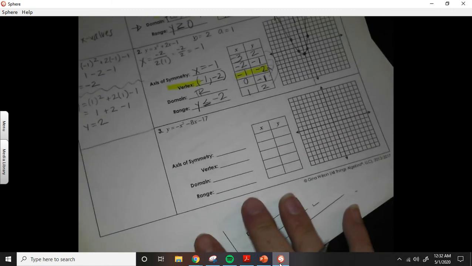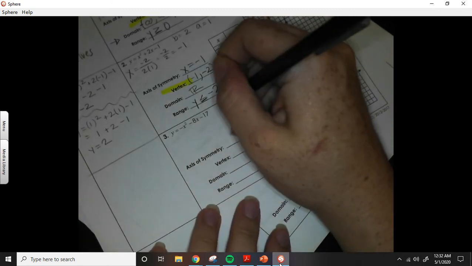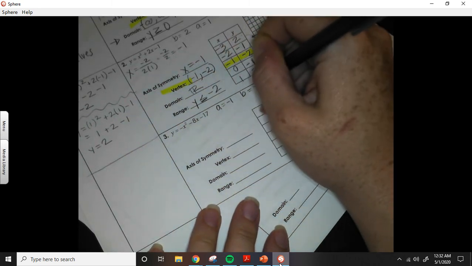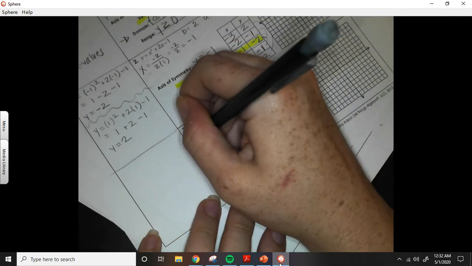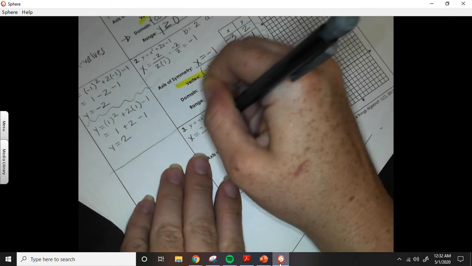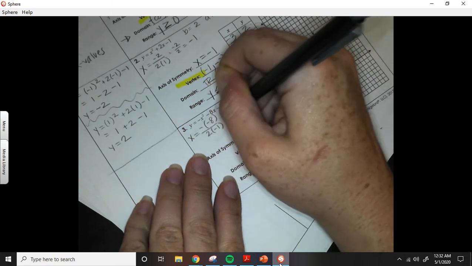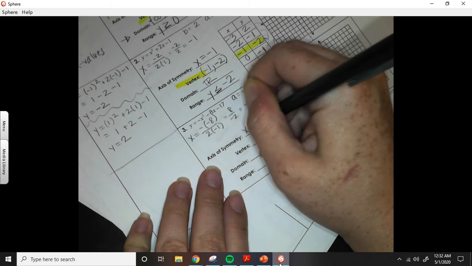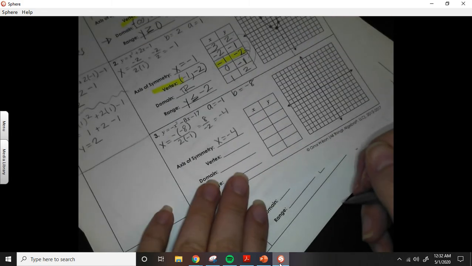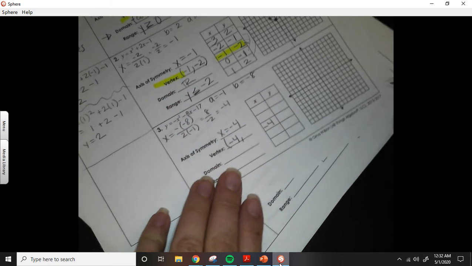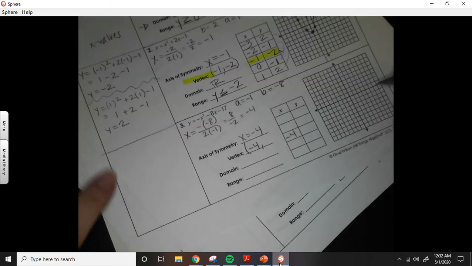All right, number 3, let's find the axis of symmetry. We know that A is negative 1 and B is negative 8. So x equals negative 8 over 2 times negative 1, which is 8 over negative 2, which is negative 4. Our axis of symmetry is negative 4, which means our vertex is negative 4 something. So we're going to go over on this side and plug in negative 4 and see what we get.